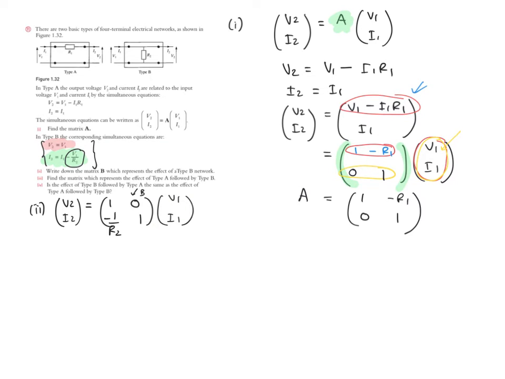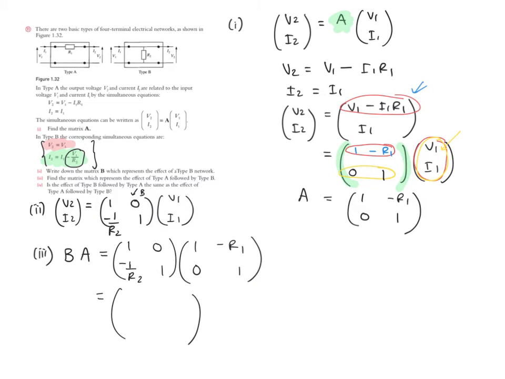and finding that you get to these simultaneous equations afterwards. Now, part 3, we want the matrix which represents the effect of type A followed by type B. That means the order is BA, with A going first, B going second. So that means we need to do a matrix multiplication of these two matrices. So let's do that very carefully.